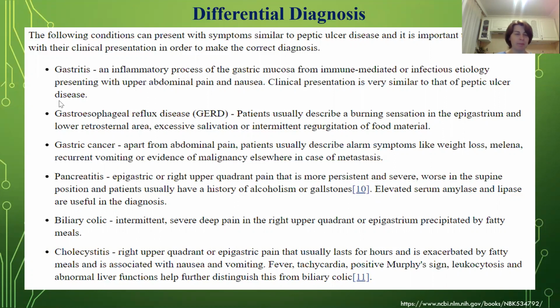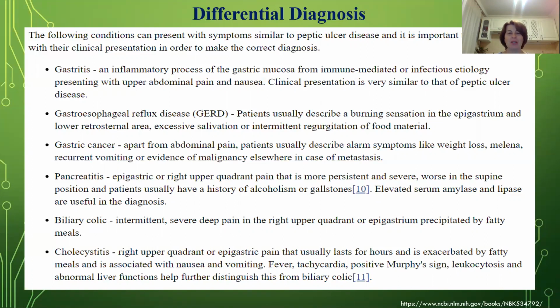Gastritis is an inflammatory process of the gastric mucosa from immune-mediated or infectious etiology, as we talked about in previous lectures, presenting with upper abdominal pain and nausea. The clinical presentation is very similar to peptic ulcer disorders. You should remember that Helicobacter pylori can also be the cause of gastritis, and differential diagnosis using endoscopy or other imaging studies should be used.